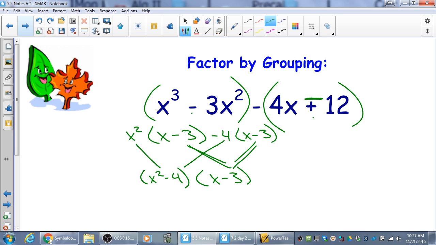Well, you got to be careful because you're not done. X minus 2, x plus 2, x minus 3. So you have to always be looking for patterns. Usually it's difference of 2 squares, I'll tell you right away. Now if that was x squared plus 4, we would have been done. There's no sum of 2 squares, no matter how hard you try.